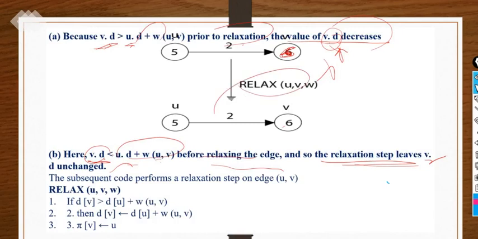Let's assume this value is 8, and after 5 plus 2 you are getting 7, then you will do the relaxation: in place of 8 you have to write 7. If it is already less, then you have to take it as it is; there is no need to change. It's all about this thing, right?